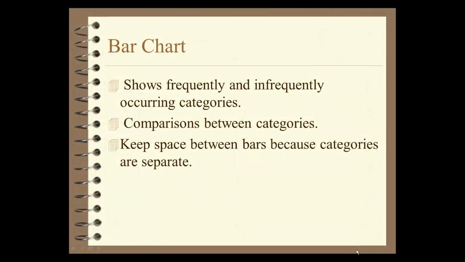So now we're talking about bar charts. Bar charts show frequently and infrequently occurring categories. They are reserved for categorical data, not numerical. The comparisons then are made between the categories in this graph. That's its job. You should note that we want to keep space in between the bars because the categories are not numerical, they're not continuous, they're separate, they're different entities.